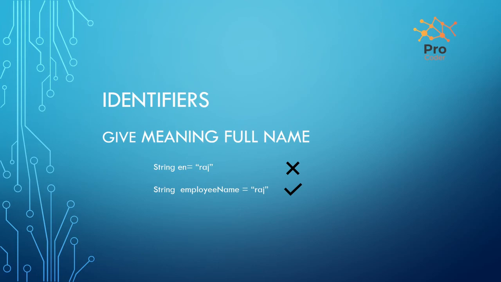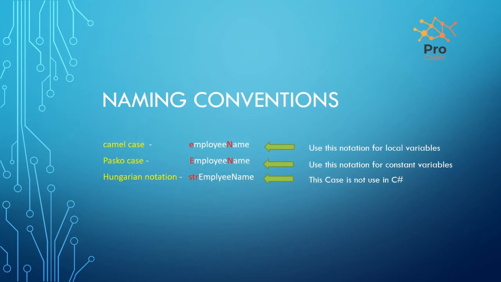There are 3 popular naming conventions in the C language family: camel case, Pascal case, and Hungarian notation. In camel case, the first letter of the first word is lowercase and the first letter of every word after it has to be uppercase. And in Pascal case the first letter of every word has to be uppercase. In Hungarian notation, you prefix the name of a variable with the data type it uses.